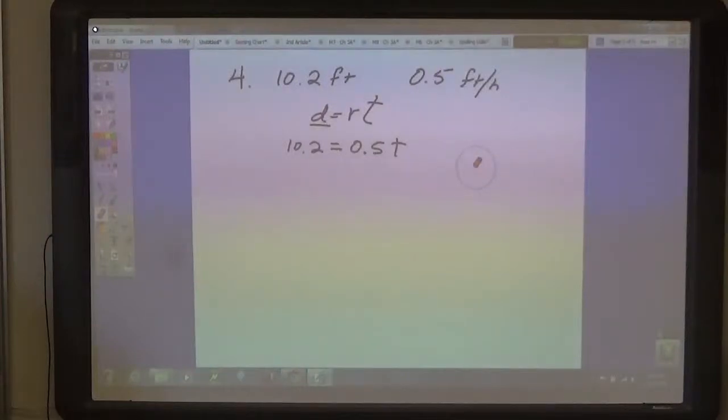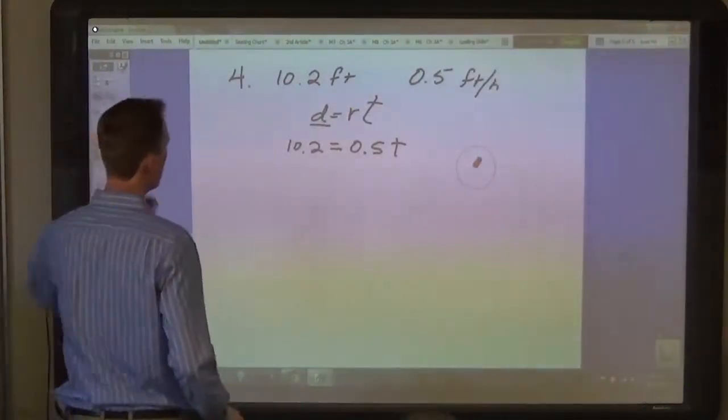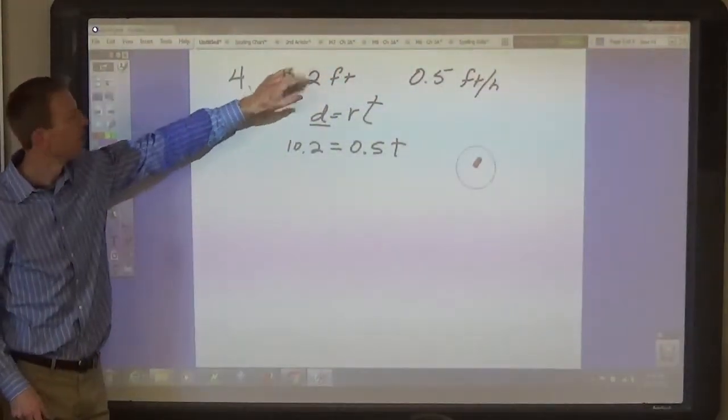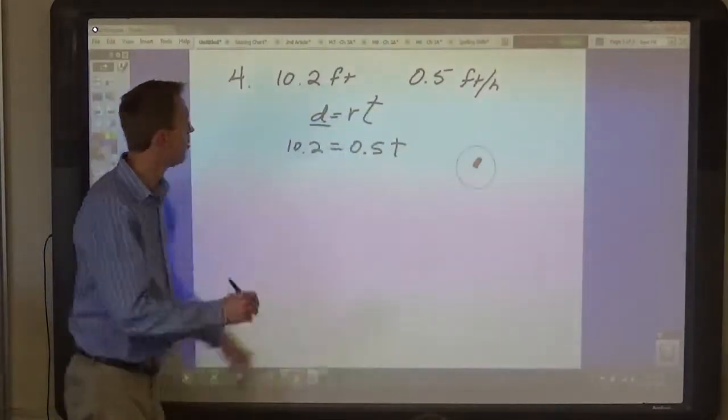All right, 7th graders, I want to get you ready for your quiz on Thursday. So, you're going to have to do one like this in question number 4. Okay? First, copy the problem.